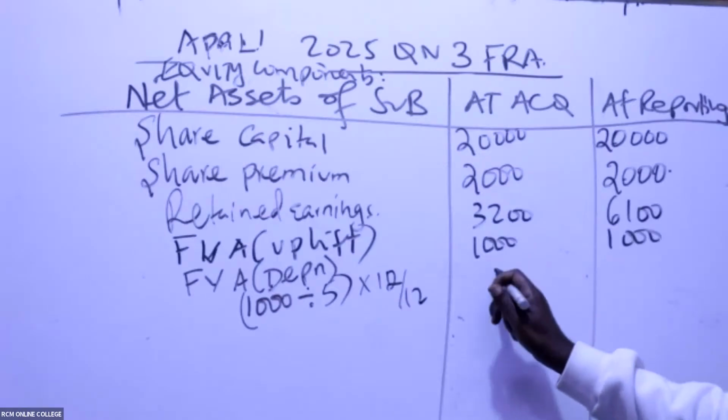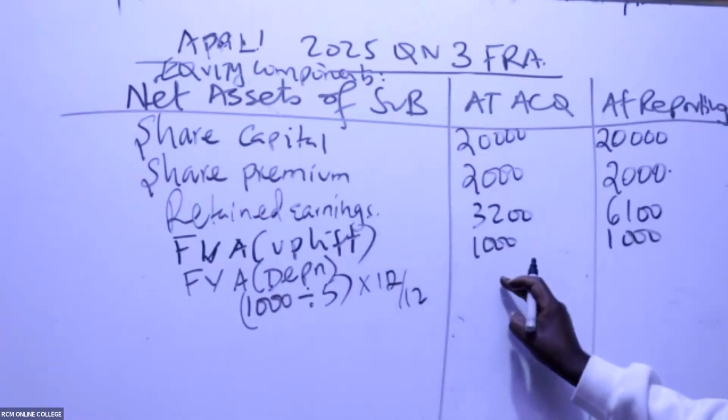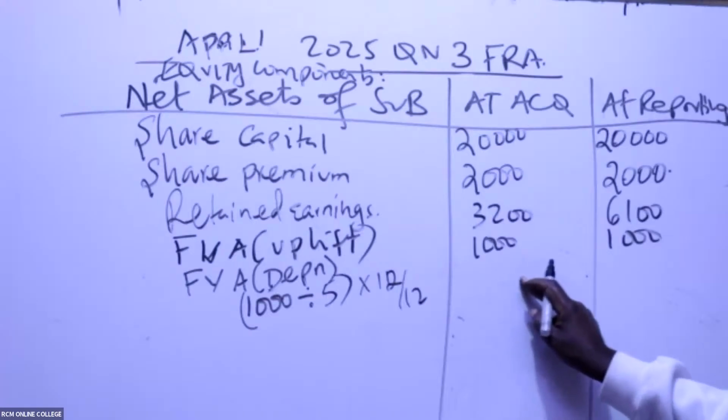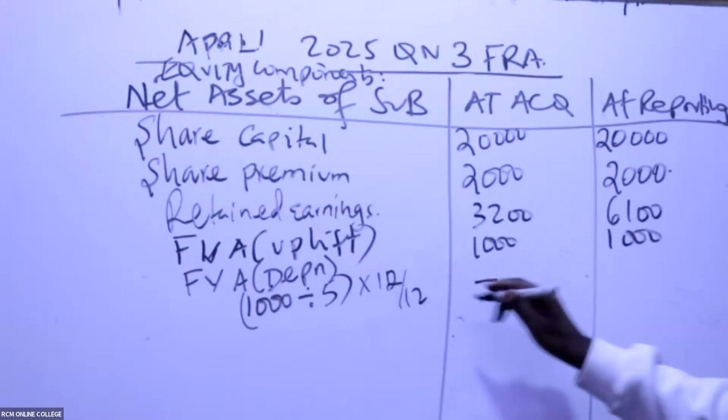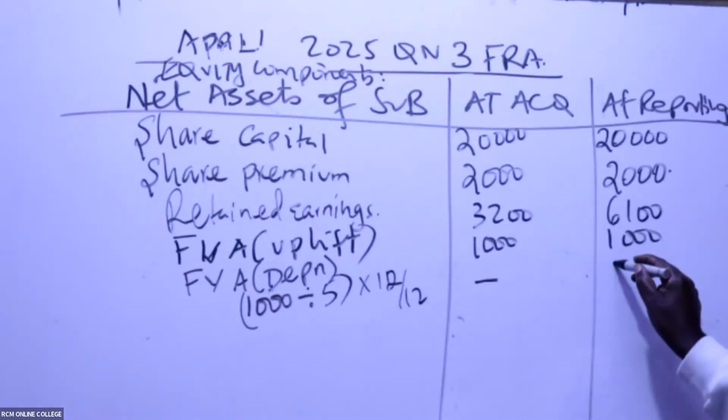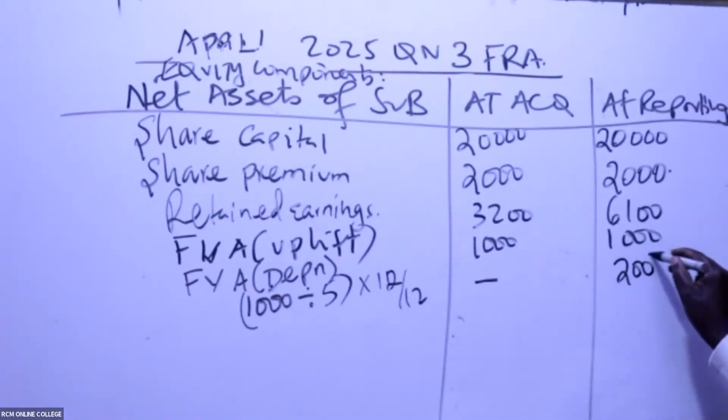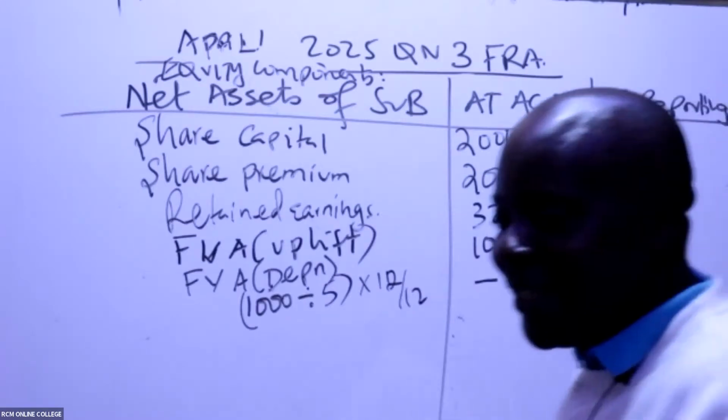Can I write depreciation here when this fair value is brand new? Can I write depreciation at acquisition? No. The depreciation in this case will be written here. It's 200. And now remember, this is loss in value.